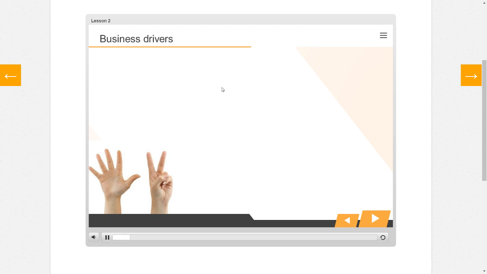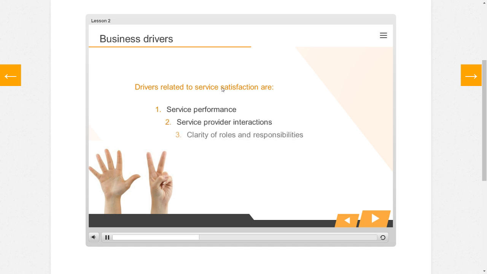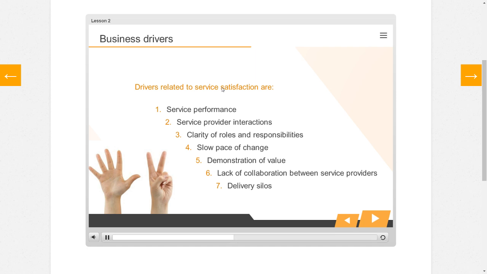The service satisfaction group of drivers relates to how satisfied a customer is with the service it receives and the level of satisfaction it expected to receive. There are 7 specific drivers in this group, which you can see here. These drivers reflect the many aspects of service delivery that can affect service satisfaction. If a service isn't performing well or isn't responsive or isn't seen as valuable, the customer will not be satisfied. This can prompt a desire to move to a new way of working. For your exam, you only need to study the drivers in each group, but we're going to look at one example in detail.